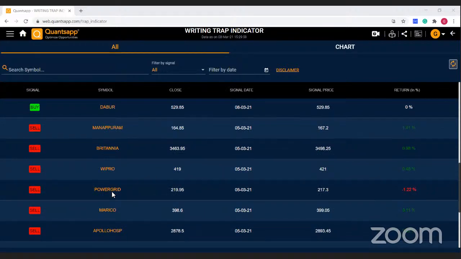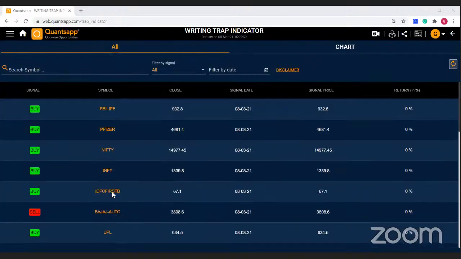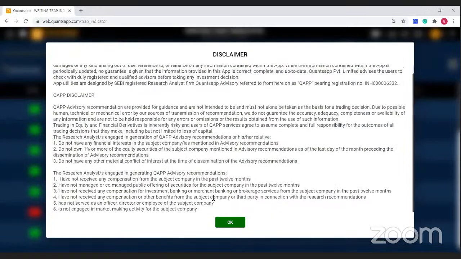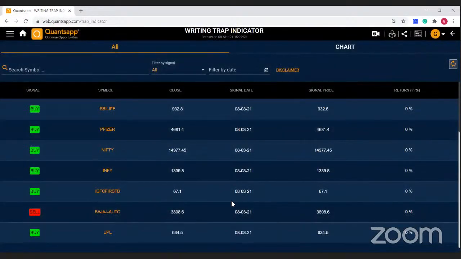And putting a disclaimer over here, this is not an advisory tool. This is an algorithm based tool. You can also read the disclaimer from here, what this particular tool does. It is just a signal provider where the option writers are being trapped.